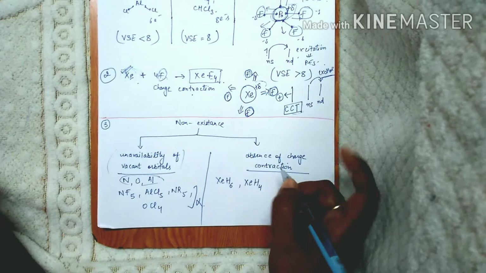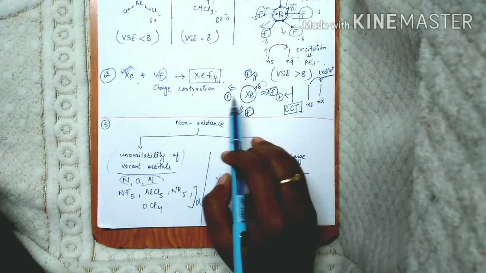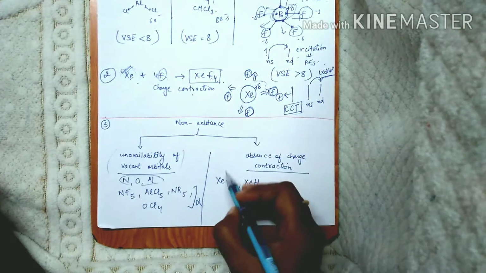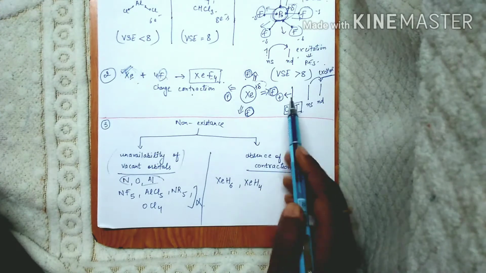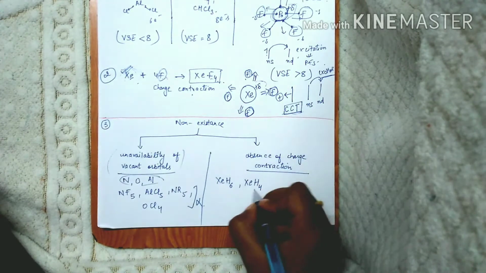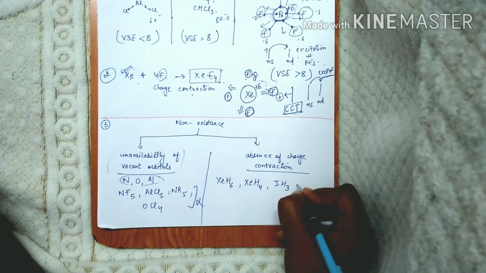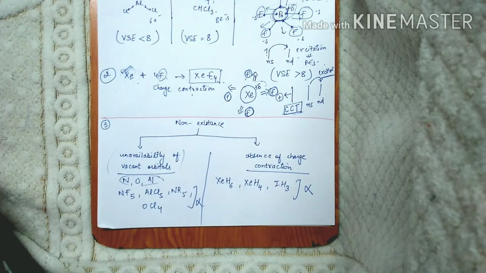Because in that case F was electronegative, so it was taking the electron density towards itself, but H cannot take the electron density towards itself, so there cannot be the possibility of any charge contraction here. So that's why XeH4 cannot be formed, or your IH3 cannot be formed. These types of compounds cannot be formed. So this is your last application of charge contraction theory.